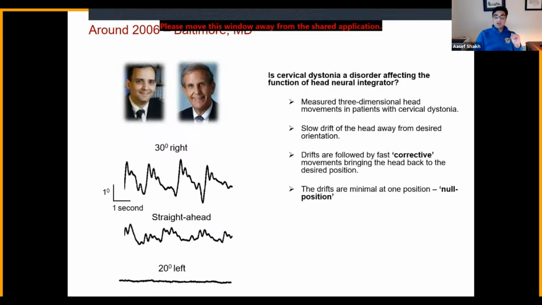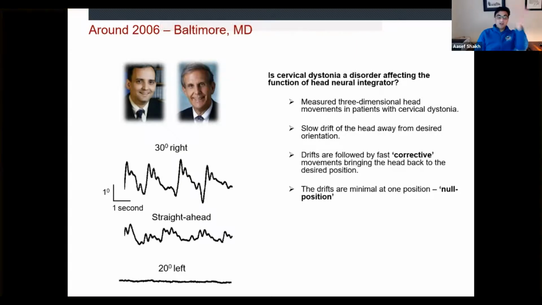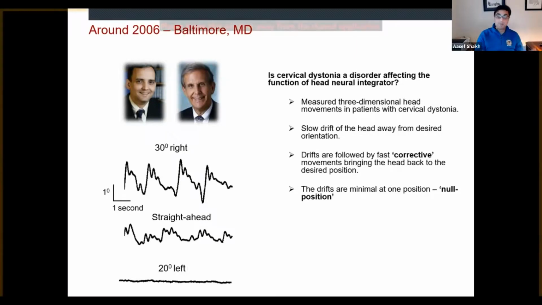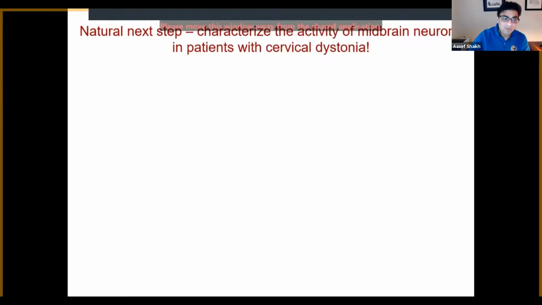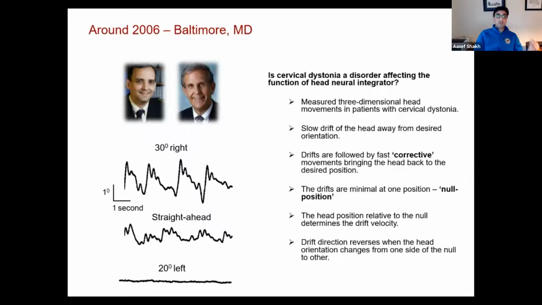So in this particular case, it is minimum at 20 degrees to the left side, but the velocity of drift, as you see, is reducing as it goes to the left side. And when you turn his head farther to the left, the drift direction changes. I'm not showing it here, but it does happen. So what we concluded is that the head movements in cervical dystonia are consistent with what we see as a result of dysfunction of the neural integrator. Therefore, cervical dystonia is a disorder affecting the neural integrator.